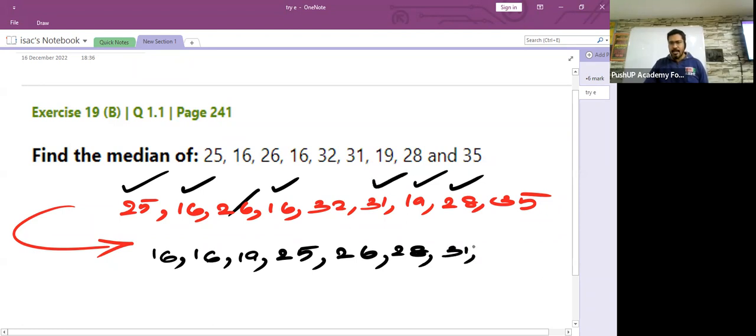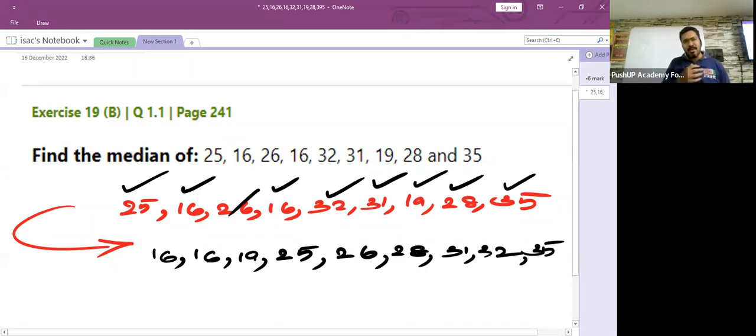After 31, I think it is 32. And after 32, it is what? 35. Makes sense. You arranged all the given observations in ascending order. All right.